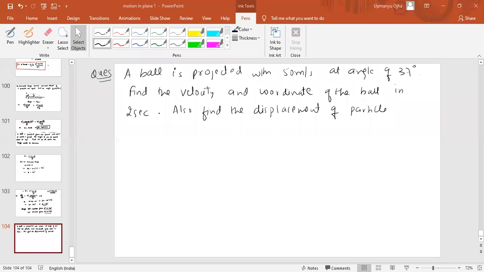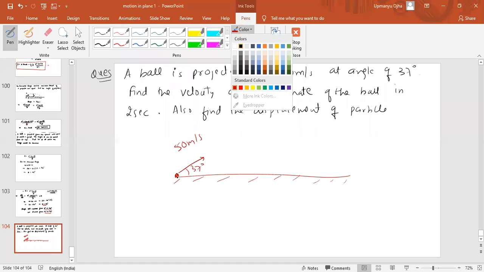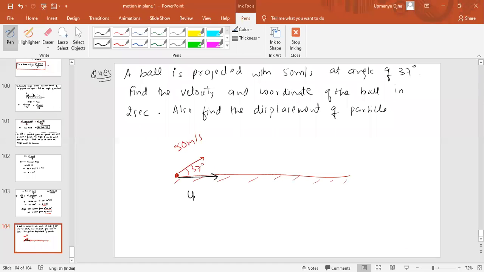See, draw the figure. Whenever this type of problem comes, you draw the figure. This is the ground. We are throwing the ball with a speed of 50 meter per second at an angle of 37 degree. So first of all, you find the initial component of velocity along the x-axis. Ux will be equal to how much? 50 cos 37 degree, which is how much? I think 40 meter per second.